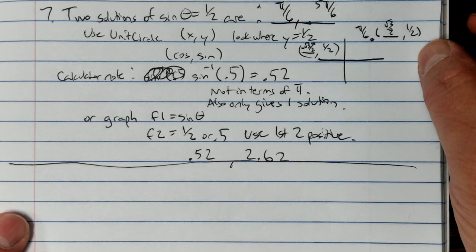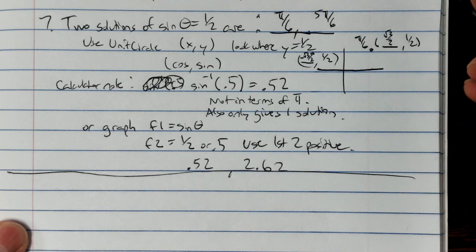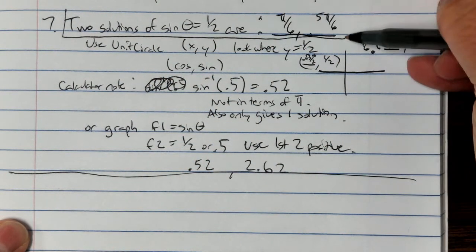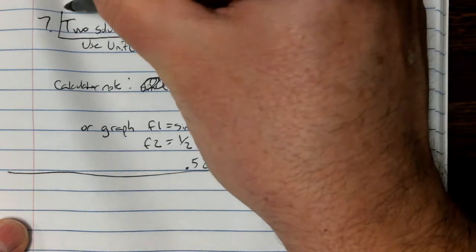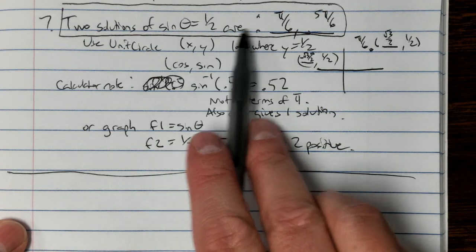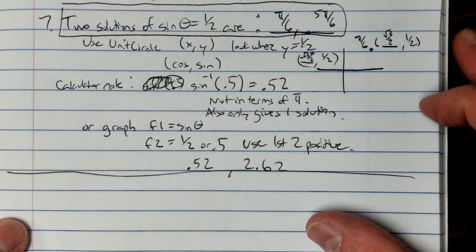Any questions? So this is the part that you really need to write. Two solutions of sine theta equal 1/2 are pi/6 and 5pi/6.